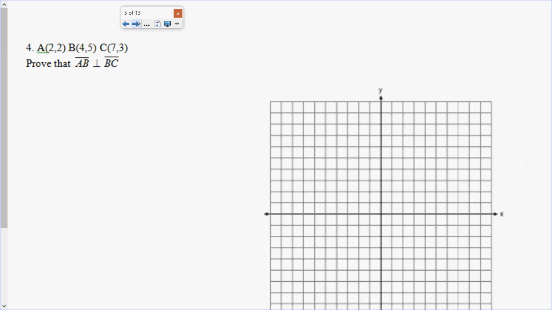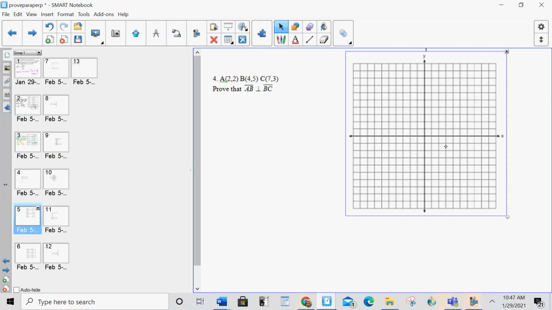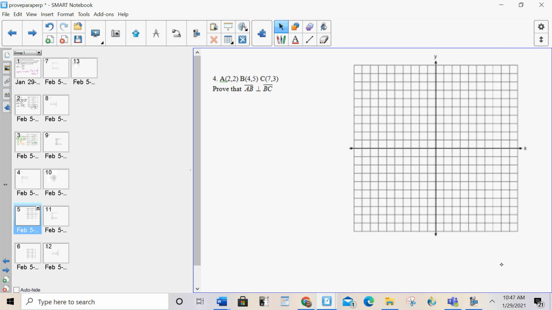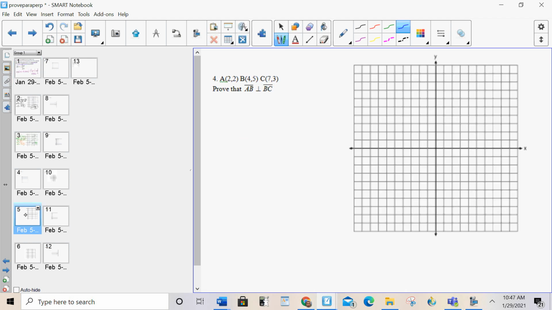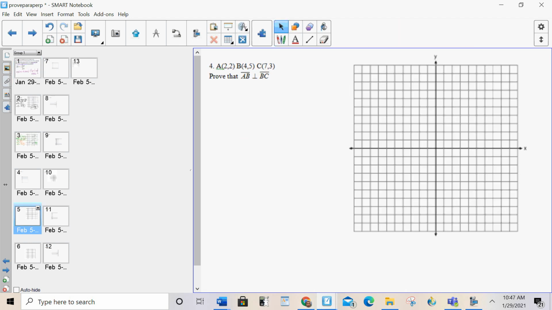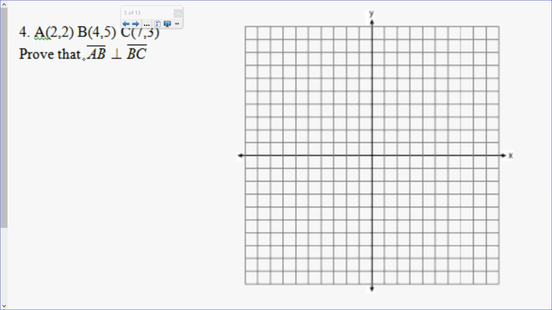Let's skip ahead to number 4. It wants us to prove that AB is perpendicular to BC. Well, perpendicular lines have negative reciprocal slopes. So I'm not going to say that they are parallel because they have the same slope. I'm going to say that they are perpendicular because they have negative reciprocal slopes.